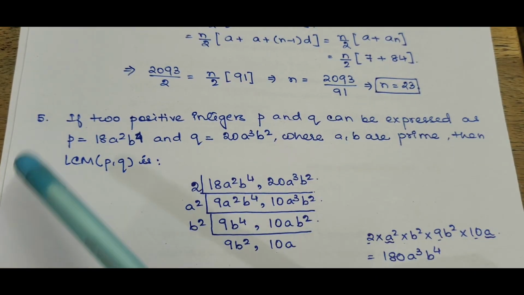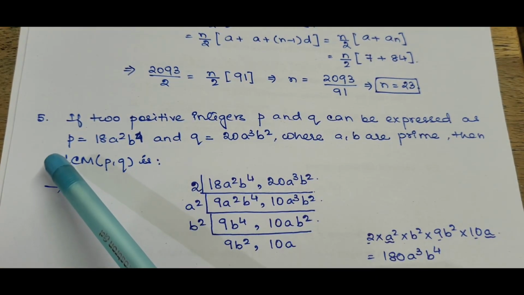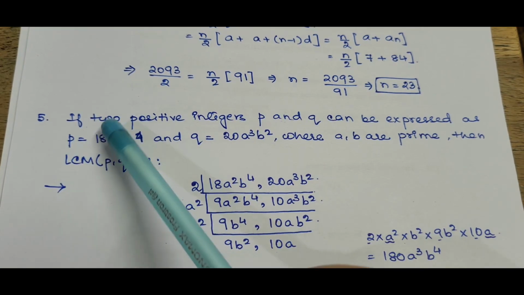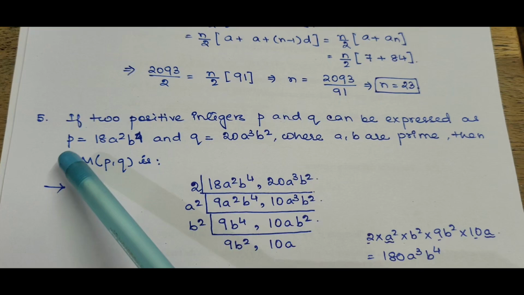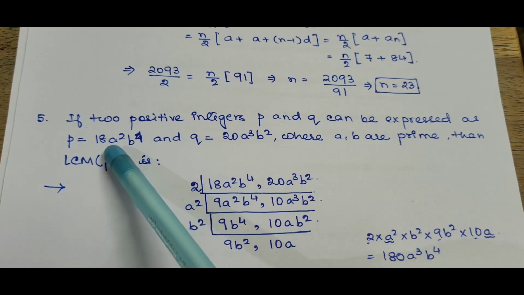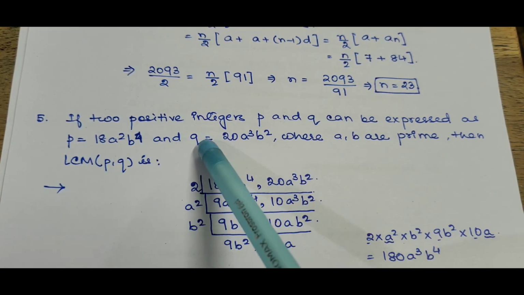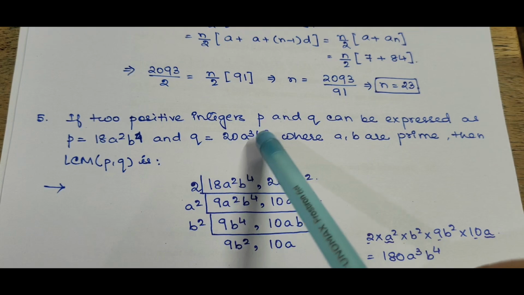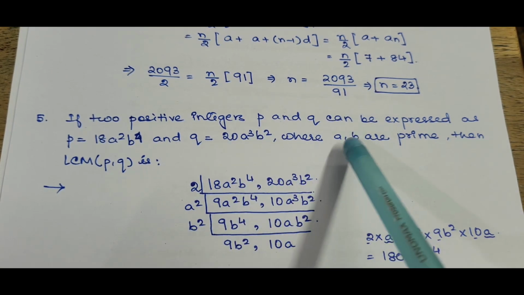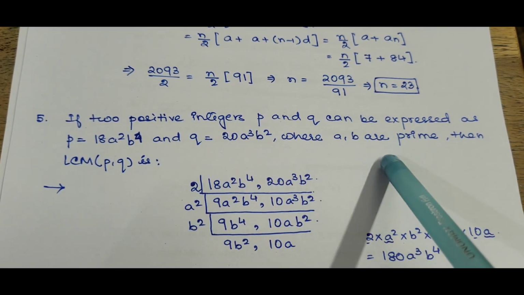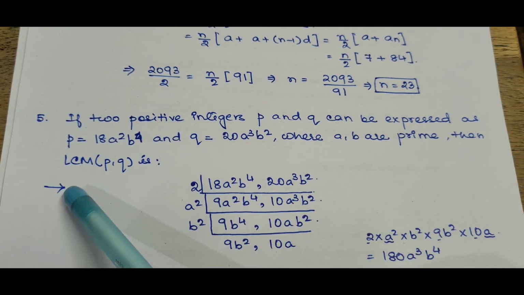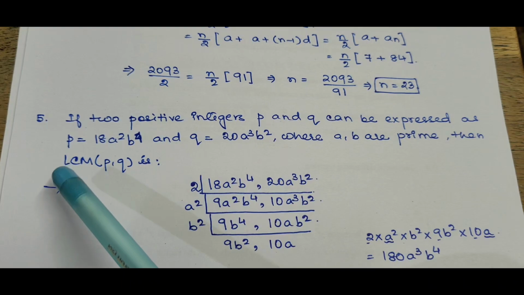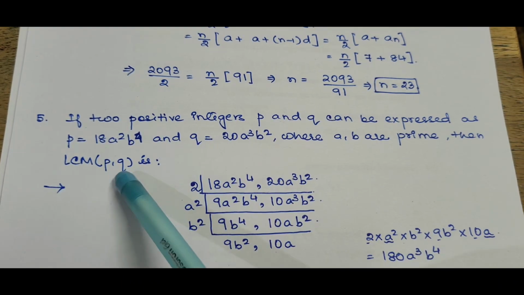Now we are hopping on to question 5, and this is the last question of this video. If two positive integers p and q can be expressed as p is equal to 18a square into b to the power 4 and q is 20a cube into b square, where a and b are prime. A and b are prime means that GCD of a and b is 1. Okay? We need to find the LCM of p and q. LCM is least common multiple.